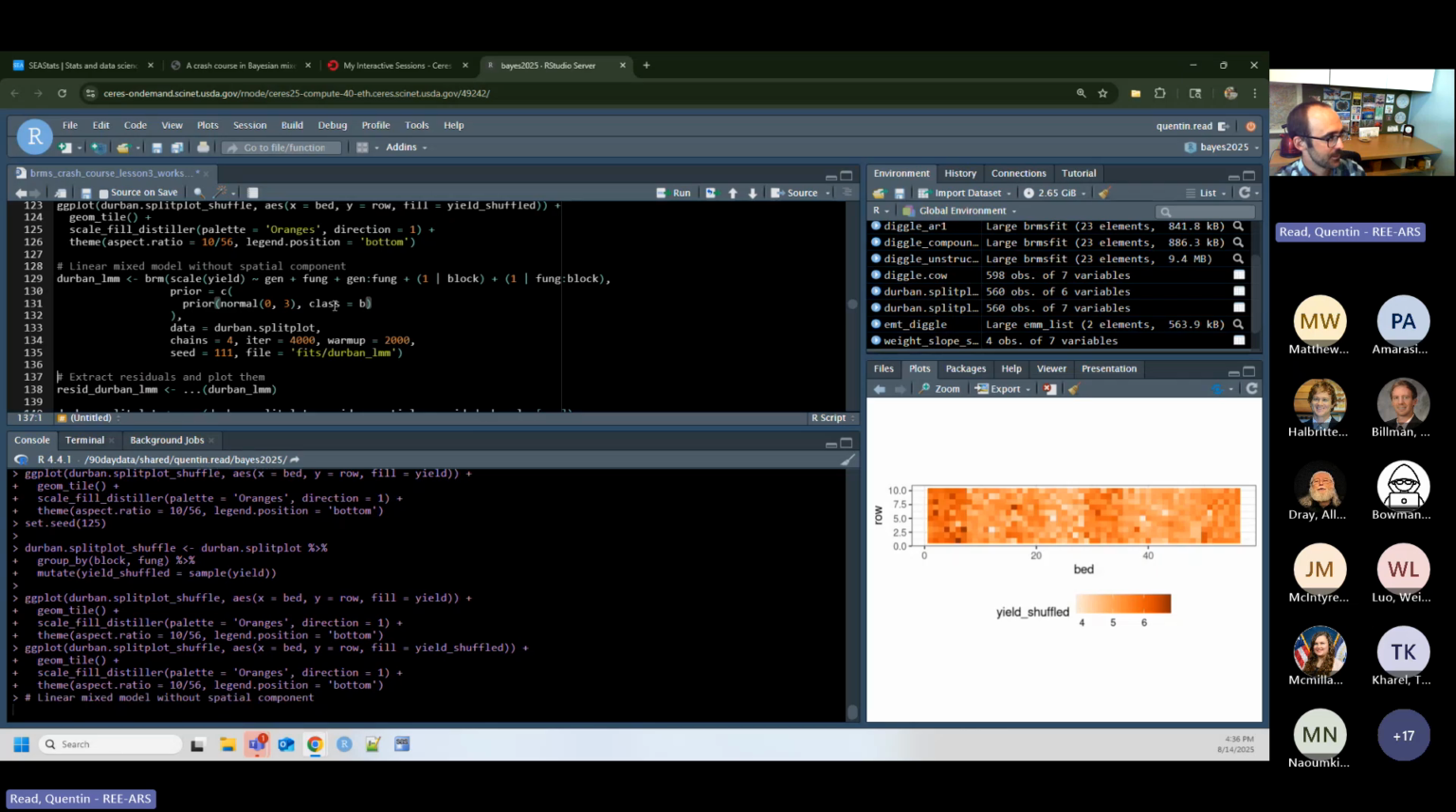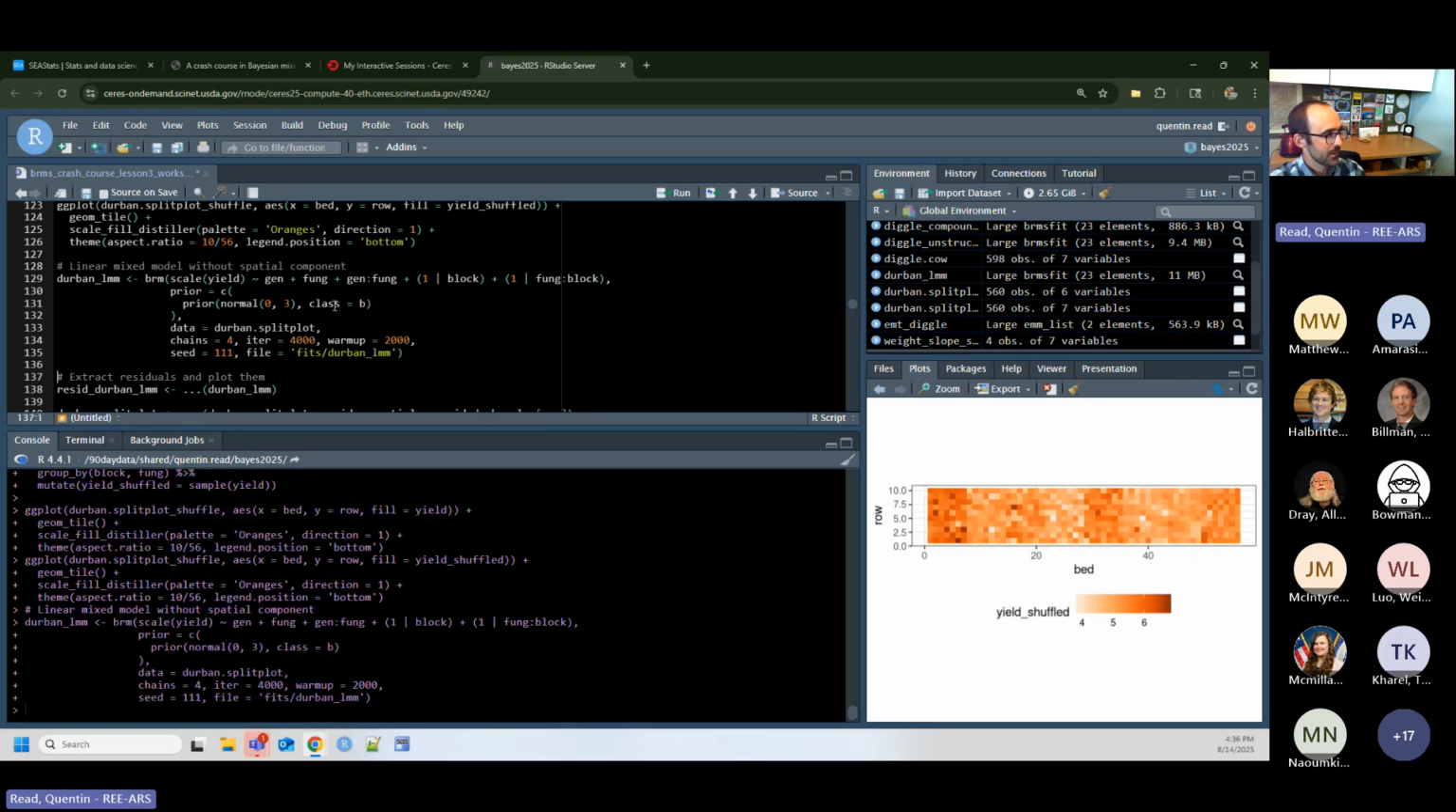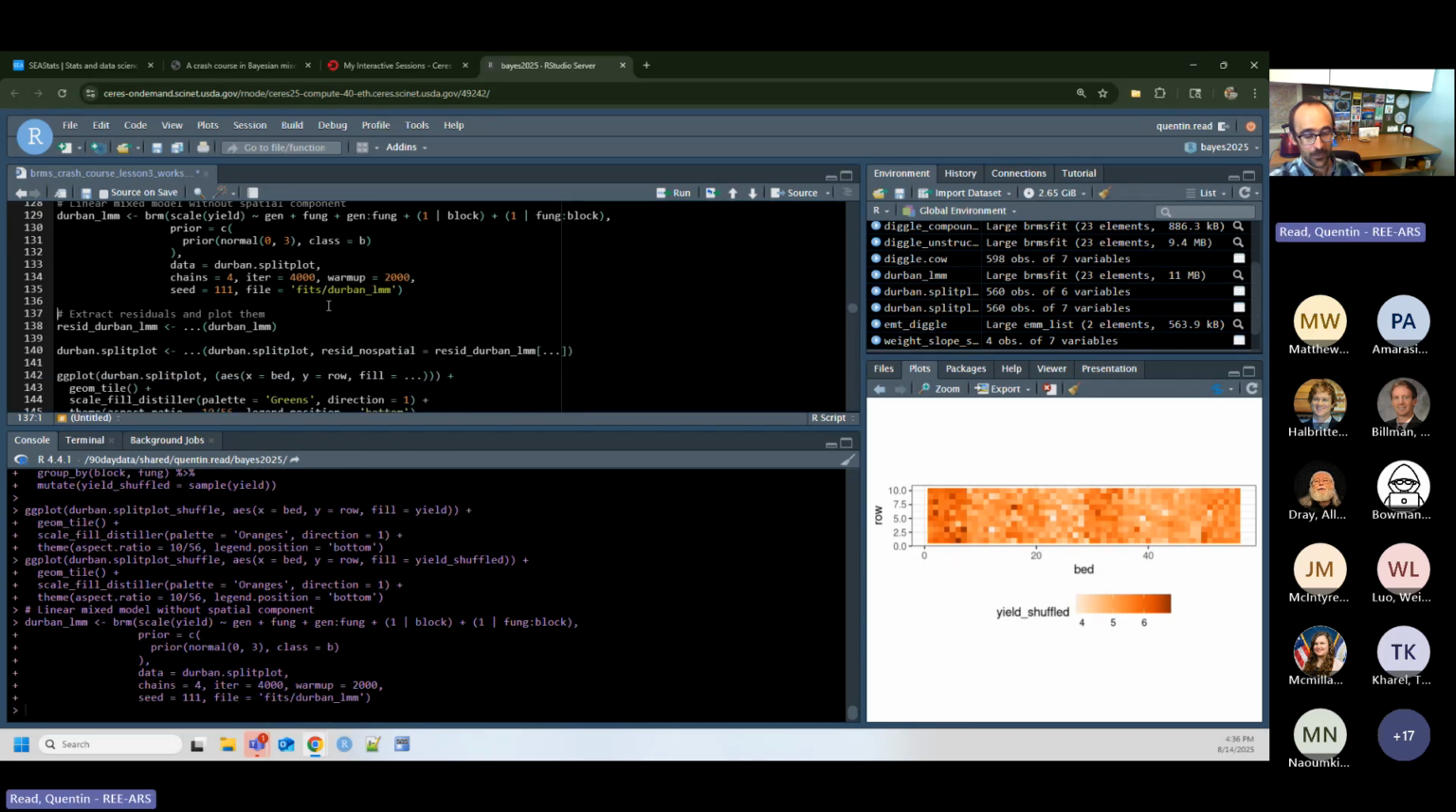Control Enter to run that. Okay. Now, my goal here is to show you that this model is not appropriate because there's still a spatial pattern in the residuals. Residuals are just supposed to be random noise that's left over after you've accounted for everything that you need to account for. If there's a pattern in the residuals, that means there's a variable that should have been in the model but isn't, which in this case is the space effect.